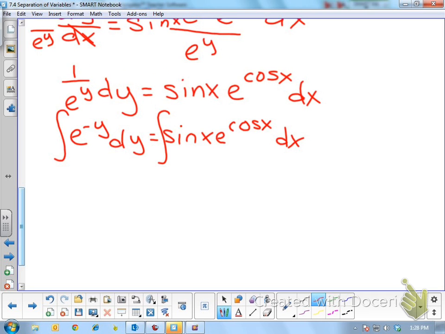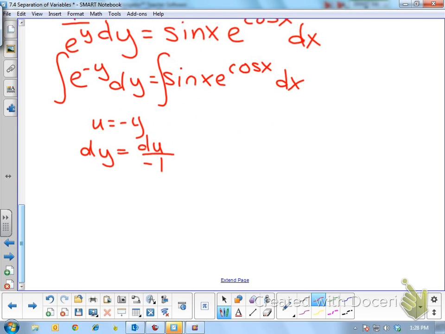On the first one, yes, we know the integral of e to the y is e to the y, but the integral of e to the negative y, I've got to use u substitution because it has that negative value. So we know u would be negative y, which means dy would equal du over the derivative of negative y, or negative 1. So we would get the integral of e to the u times du over negative 1.